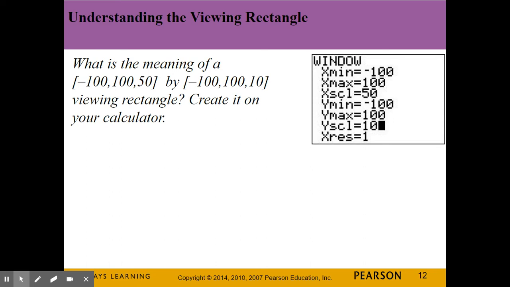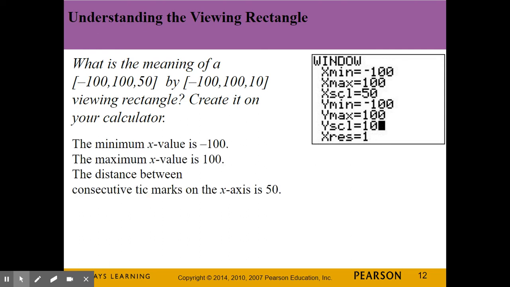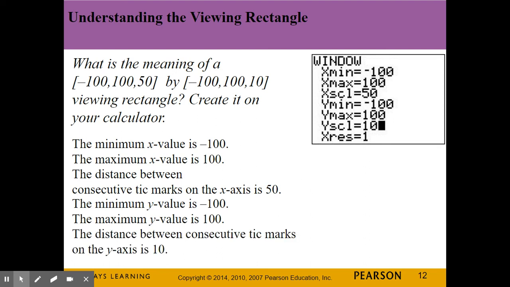Okay. Well, this is another example of it. What that means is negative 100 is all the way to the left on the graph, 100 is all the way to the right on the graph, and the scale is 50, meaning each tick mark is 50. For the y, negative 100 is all the way to the left, 100 is all the way to the right, and each tick mark is 10. Okay. And then that's just described there, what I just said.